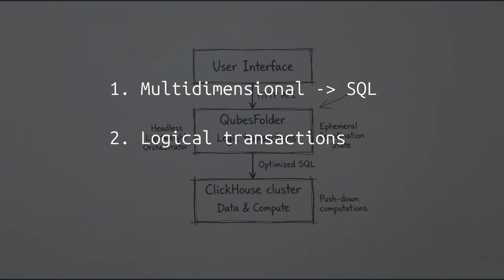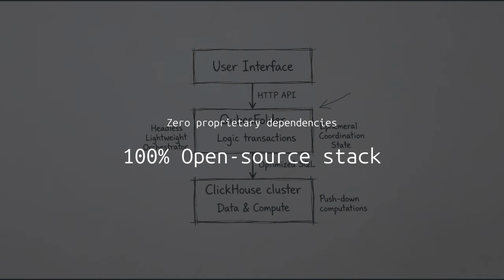Second, managing logical transactions that guarantee atomicity, consistency, and isolation, regardless of your ClickHouse cluster configuration. And third, handling version control for changes. Built-in versioning lets financial analysts safely edit and revert data across isolated scenario branches. This is a fully functional computational core with a clean architecture, written from scratch with 0 proprietary dependencies.